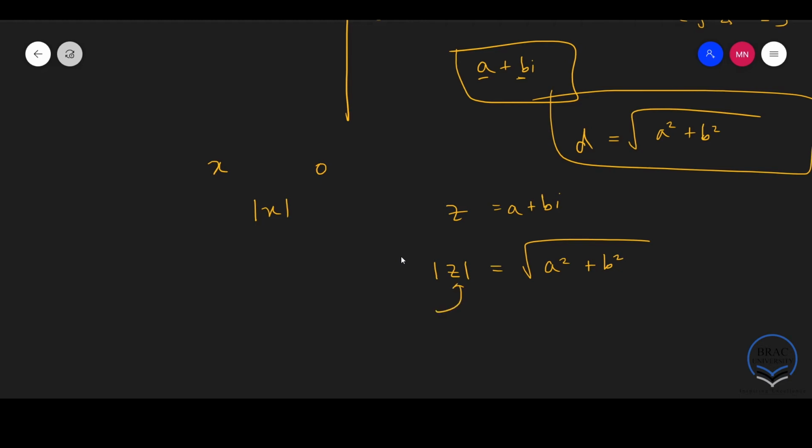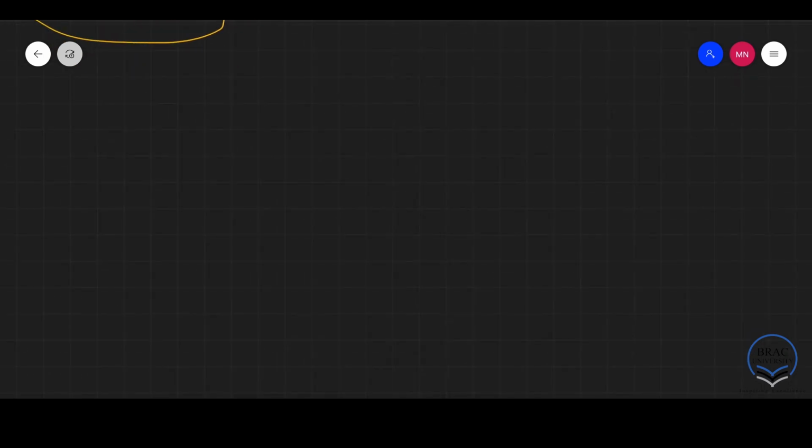And we can also call this modulus of z the magnitude of my complex number z, right? This magnitude of z gives us the distance of my complex number from the origin, right? Now, before I move on, let's take a look at something.